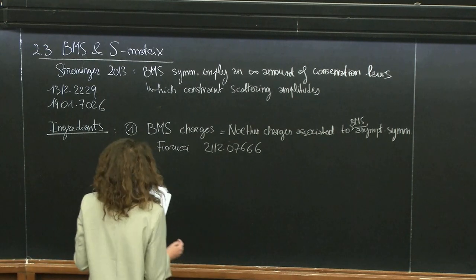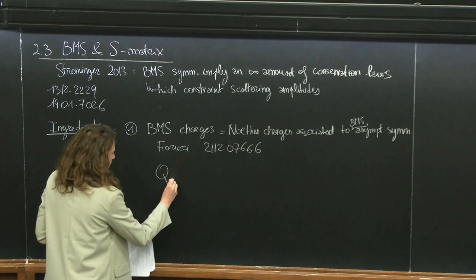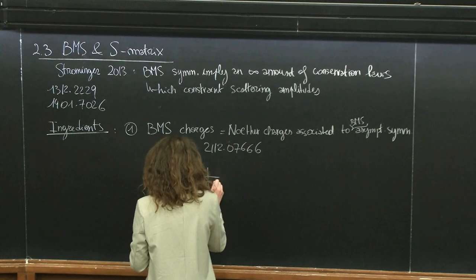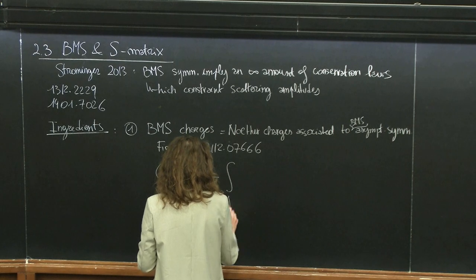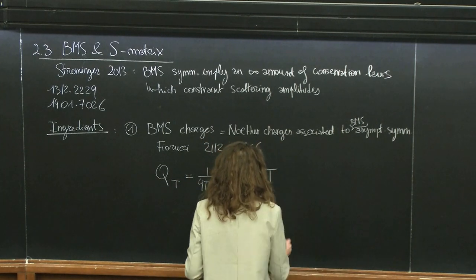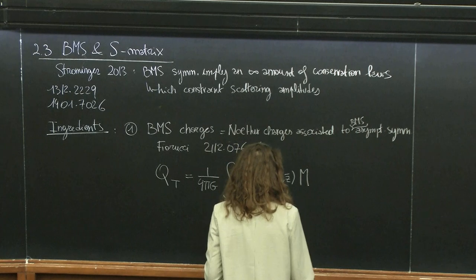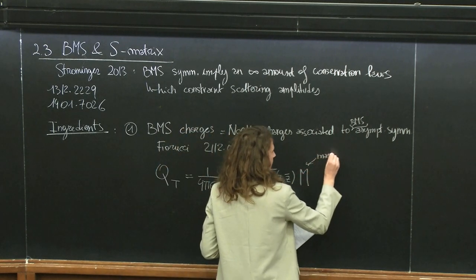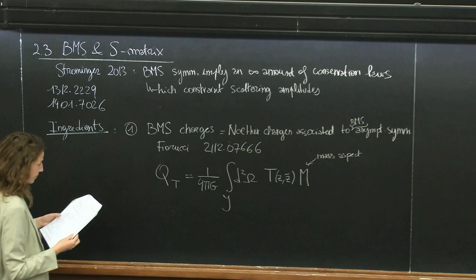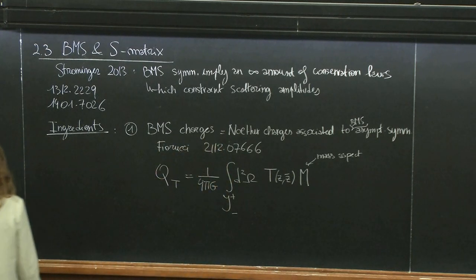But let me just give you one result, what this charge is for a supertranslation. So I will denote by Q_T the charge associated to supertranslation symmetry. And this is just taking this simple form, where it's basically a pairing between this function of supertranslations and the mass. You remember this M was the Bondi mass aspect that enters into this 1 over r expansion around flat space. And this integral is over the sphere located at the past of the future of null infinity.